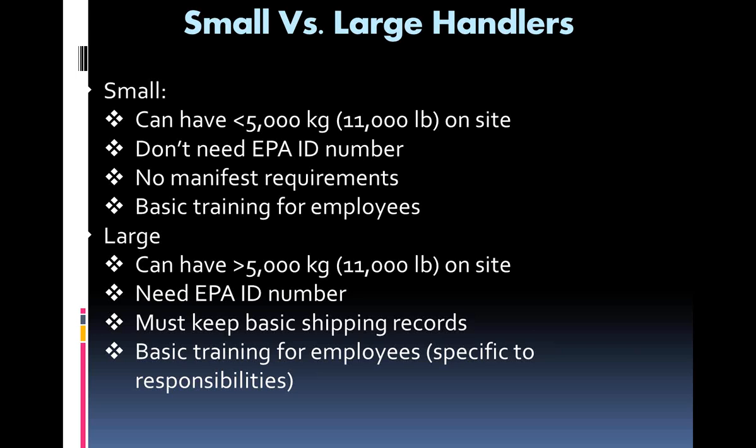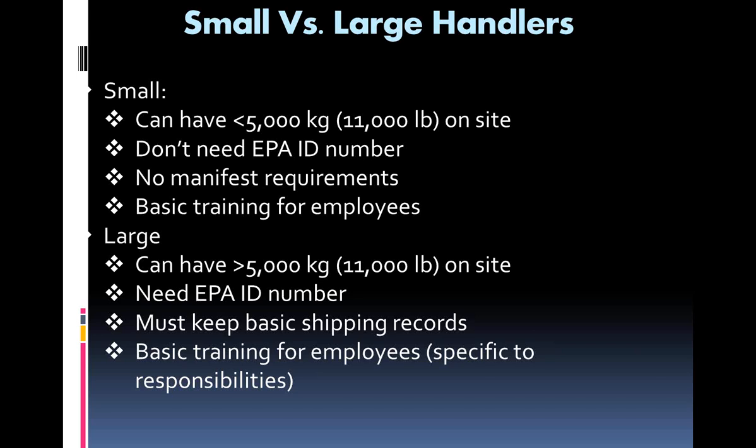So we'll talk about that for a second. A manifest is a shipping document for hazardous waste, and the document travels with the waste, and it's signed off by each step in the process. So if it starts here, we would sign it and keep a copy, and then the person who drives it to the next place would sign it and keep a copy, and so on and so forth until it's disposed of. But small quantity handlers don't have to have a manifest. They do have to have basic training for their employees on dealing with universal waste.